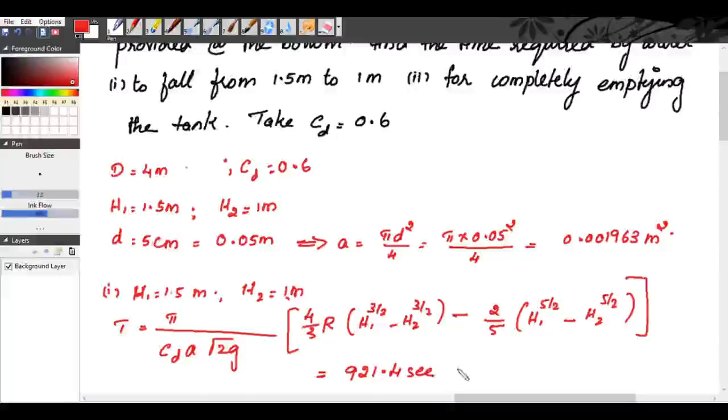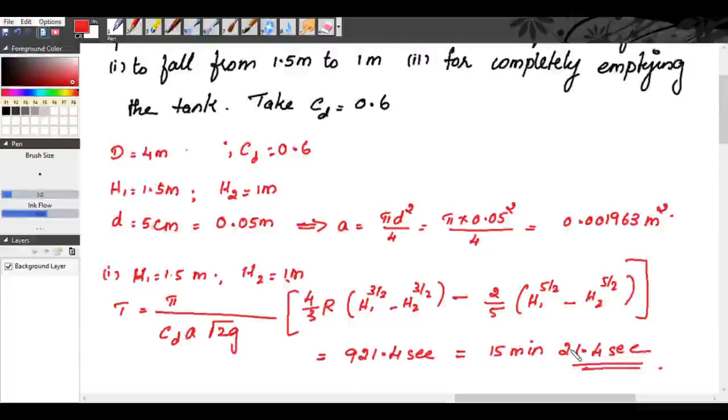921.4 seconds, that is equal to 15 minutes 21.4 seconds. Divide it by 60. You will get 15 minutes 21.4 seconds.